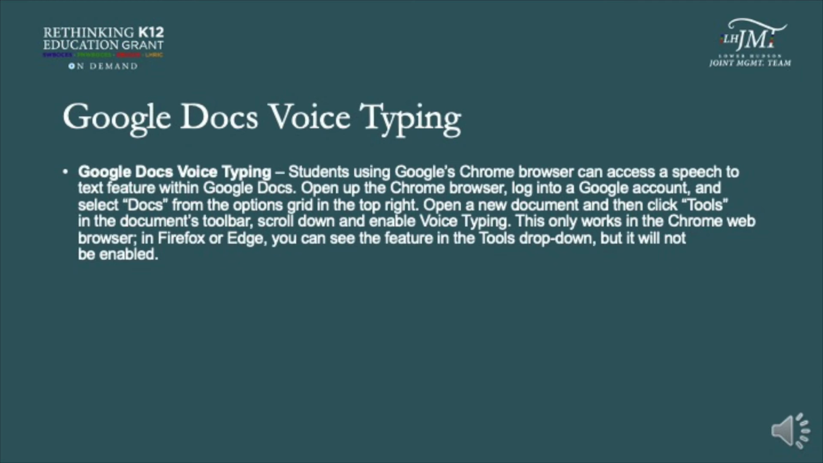Google Docs offers voice typing. In Google Docs, students use the Google Chrome browser to access a speech-to-text feature within Google Docs. Have them open up the Chrome browser, log into their Google account, and select Docs from the option in the grid to the top right. Open a new document, then click Tools in the document's toolbar. Have them scroll down and enable voice typing. This only works in the Chrome web browser. In Firefox or Edge, you can see the feature in the Tools dropdown, but it will be grayed out. It will not be enabled.